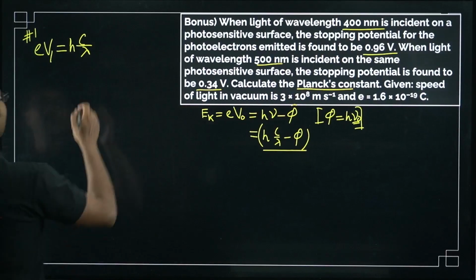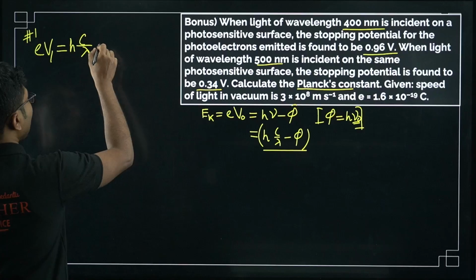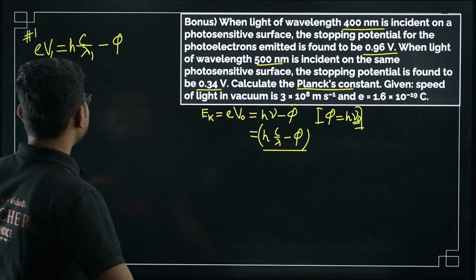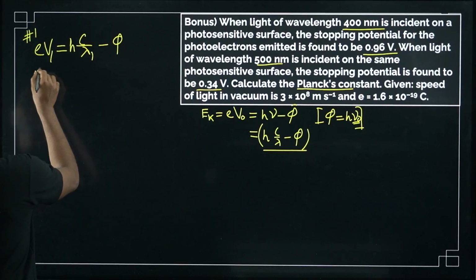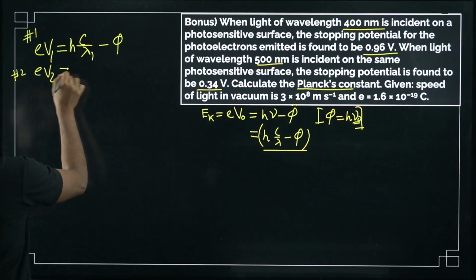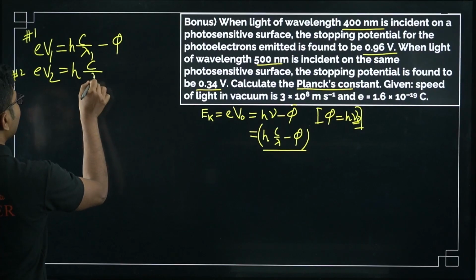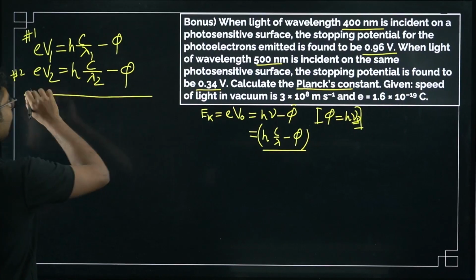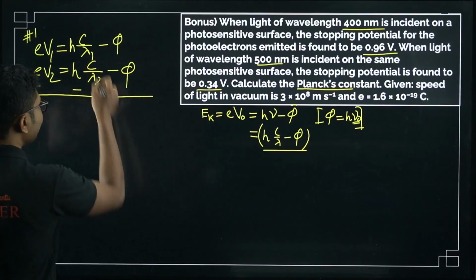C by lambda 1 minus phi. Okay, this is the first case. Second case is EV2. This is case 2. Okay, we are using a different lambda, lambda 2 minus phi. So we will just subtract it. First, before doing anything, we just subtract it.